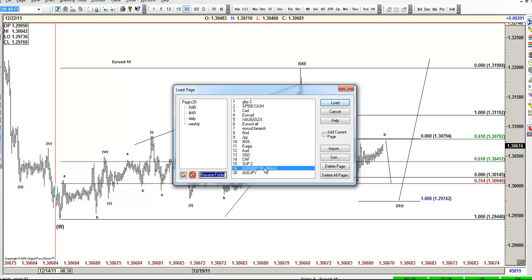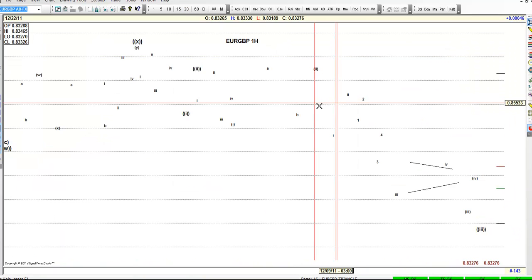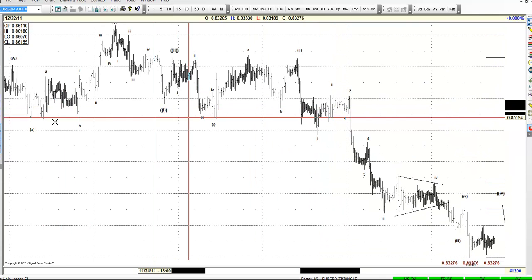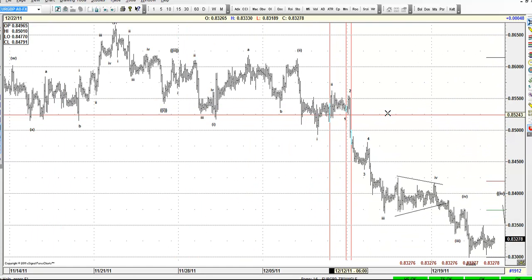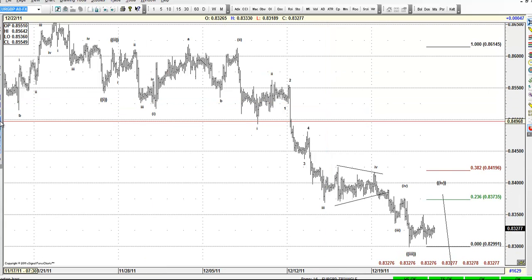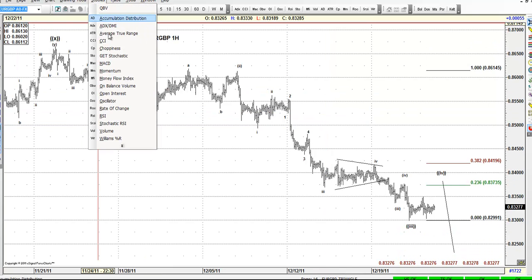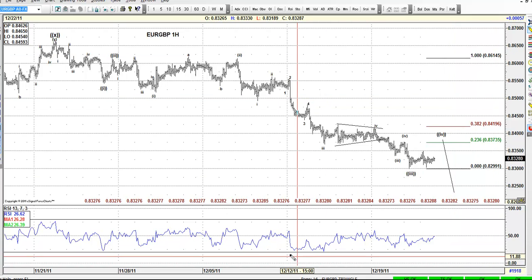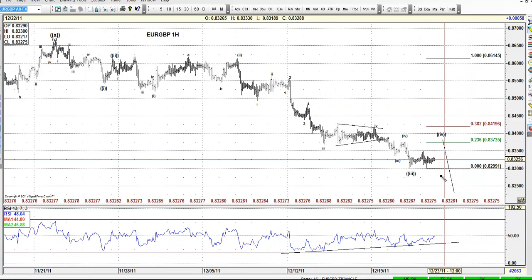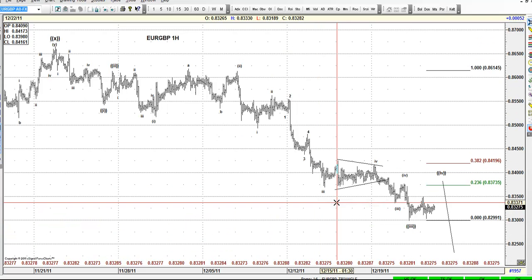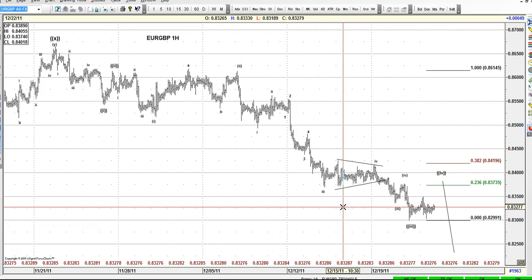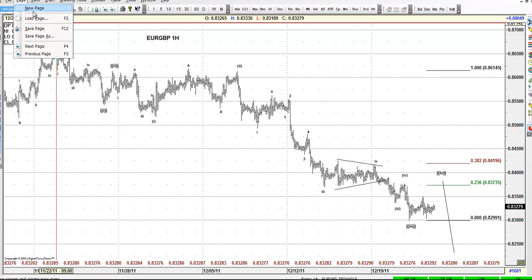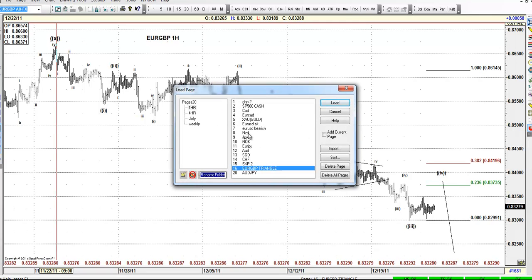The euro pound, it looks like it's also ready for the bounce, like we've been showing. It's showing a very good divergence even in the 4 hour, and I'm expecting euro strength, guys, very soon, like we've been saying for the last 5 or 6 days.